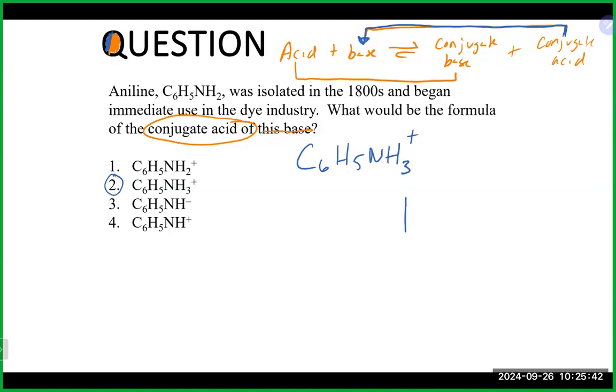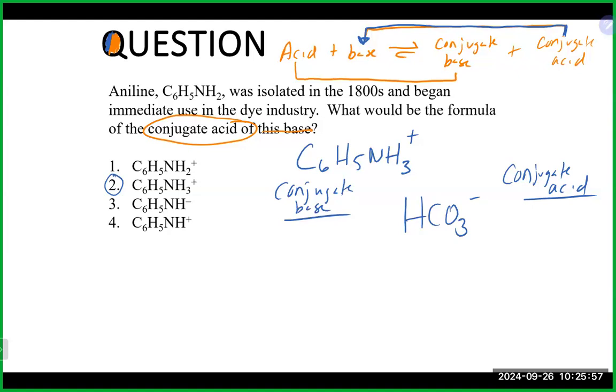So if we had something like this, a little HCO3 minus, write the conjugate acid for it, and also write the conjugate base for it. See what you come up with. Starting with the bicarbonate in each case. All right, so let's take a look. We'll start with the conjugate base.